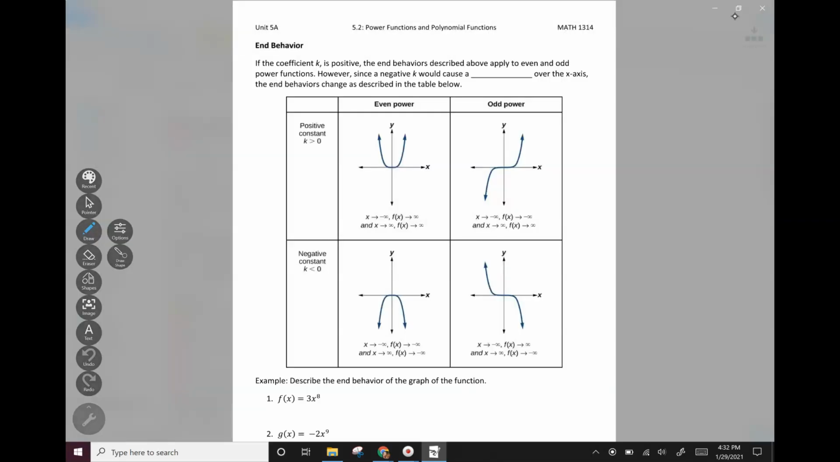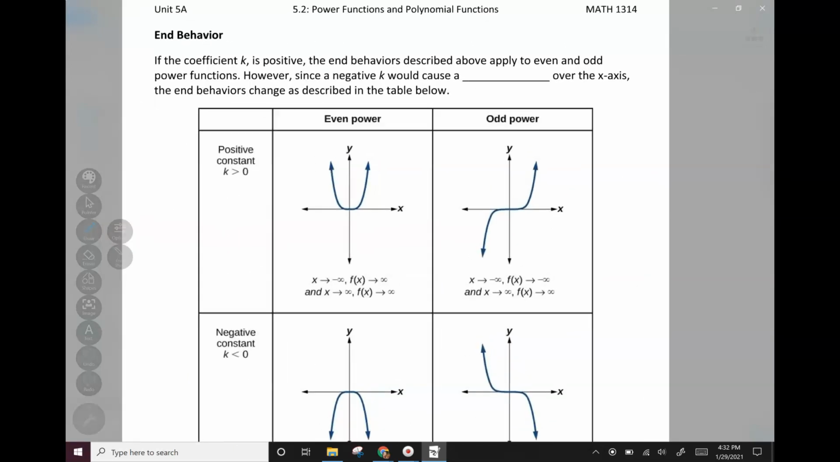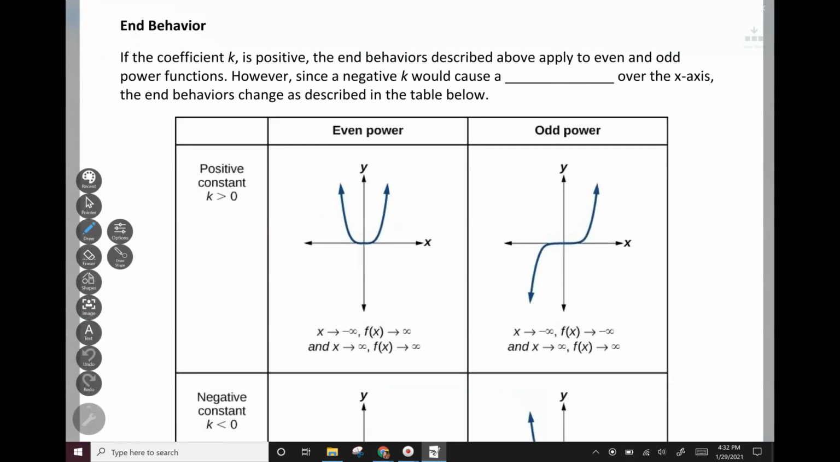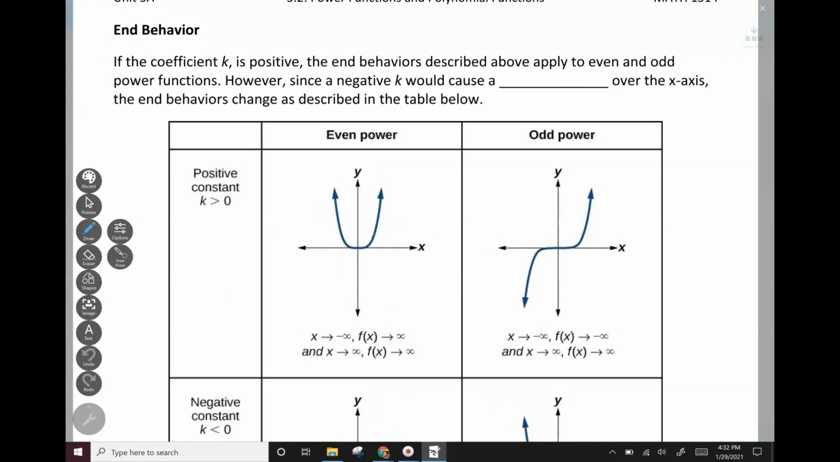There it is. Okay. So let's talk a little bit more about end behavior. If the coefficient k is positive, the end behaviors described above apply to even and odd power functions. So just like we just talked about, the ones we just talked about apply if k is positive.